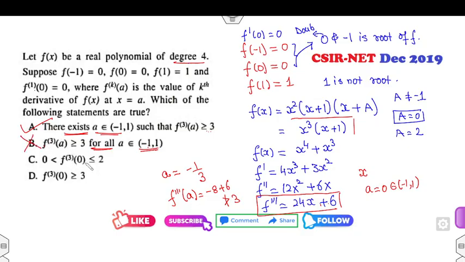Option: f of 3 over 0 lies between 0 and 2. What is f of 1? It is 2, which does not lie in this range. Option: the third derivative is greater than or equal to 3. You can see if I take x as 0, the answer is 6. 6 is greater than 3. A and D are the correct answers of this problem.